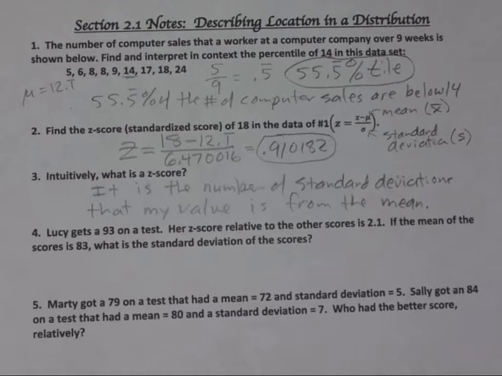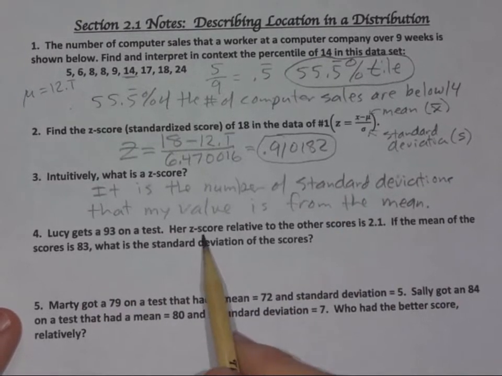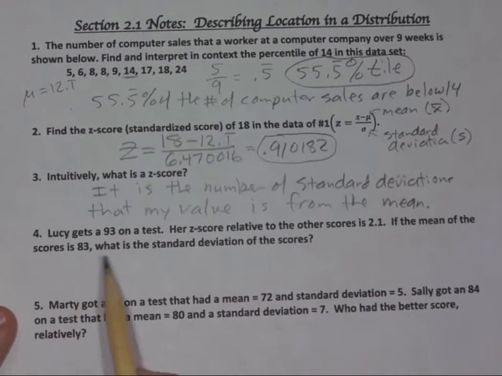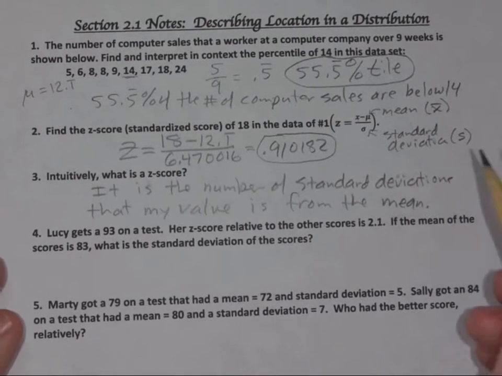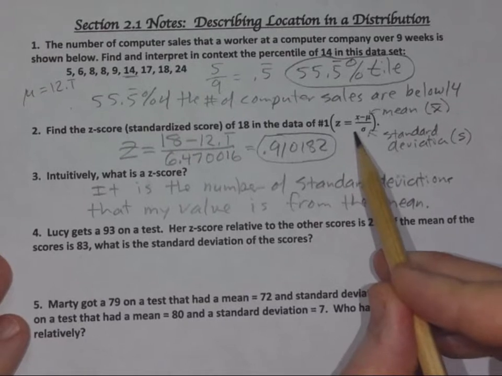But anyway, okay, so Lucy, problem number 4. Lucy gets a 93 on a test. Her z-score relative to the other scores was 2.1. If the mean of the scores was 83, what's the standard deviation of the scores? And so there's a lot of problems that deal with this formula for our z-score. So you've got to memorize that formula. It's not on your formula sheet.